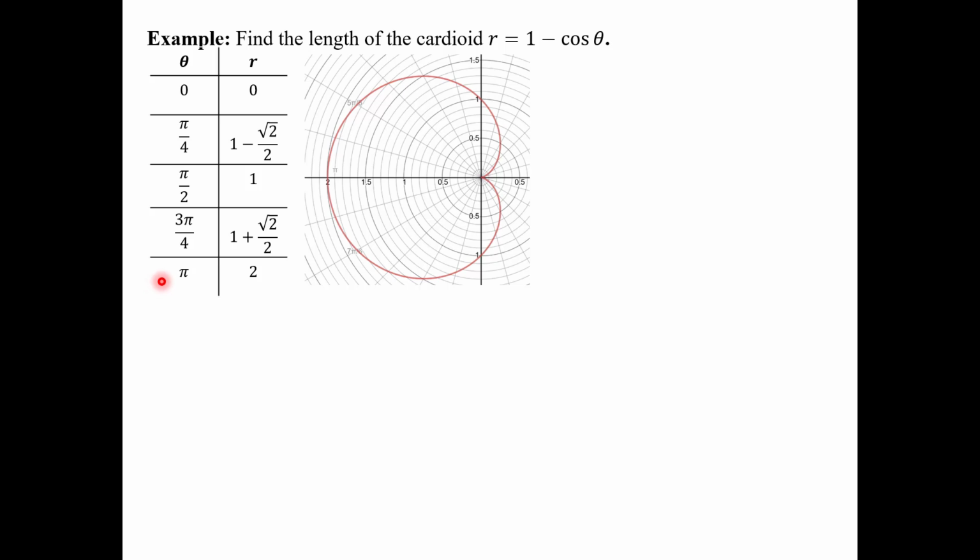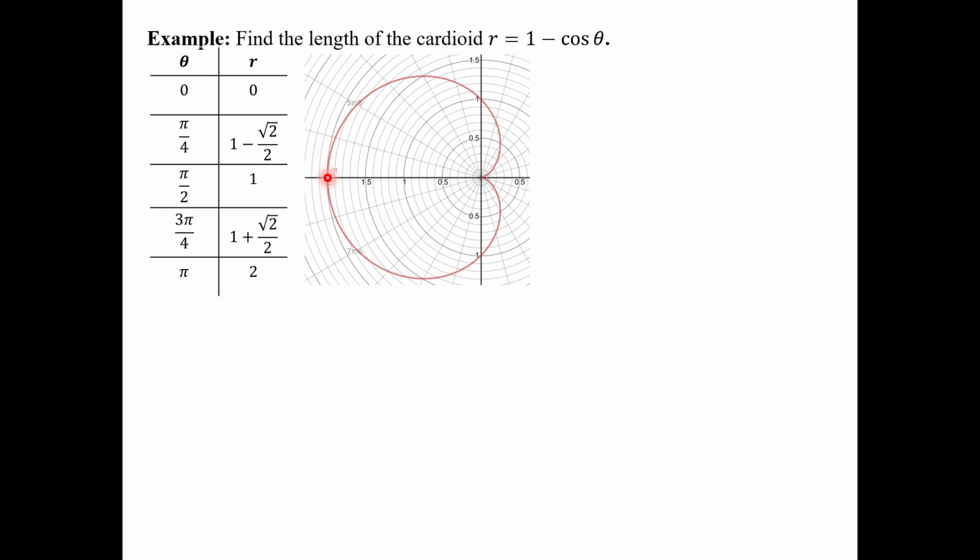So here's what that cardioid looks like. And let me line up a few points for you. When you plug in 0 for theta, r is 0, so that point would be right here. When we plug in pi over 4, that would be about right here, roughly. So we're basically tracing out our curve. At pi over 2, we're up here at 1. At 3 pi over 4, we're up here at 1 plus square root 2 over 2. And then when we plug in pi, we're over here at 2.